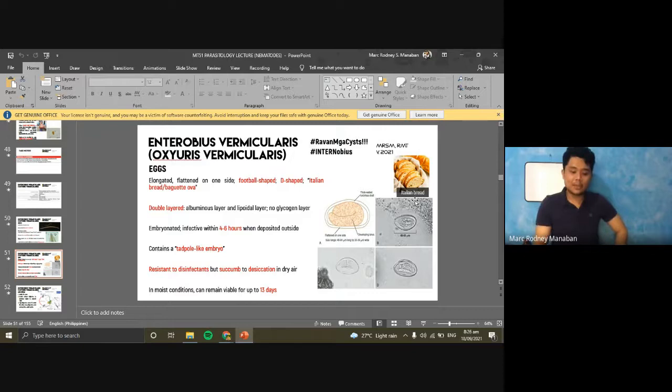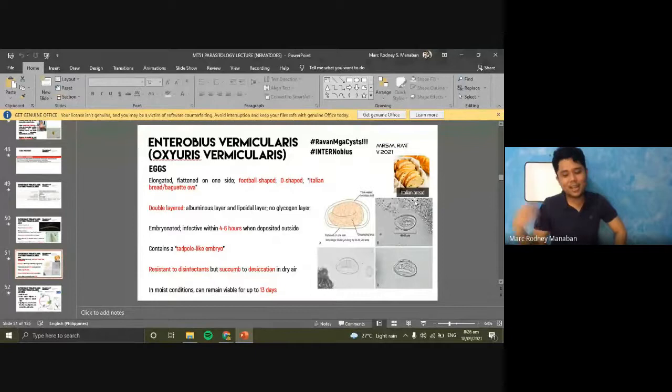And aside from that, recall that they are resistant to disinfectants. So with chlorination in swimming pools, they can survive, no? So imagine children bathing there. Enterobius in the pool. So it can spread the eggs there. So, ew. Ayan. So, very important.